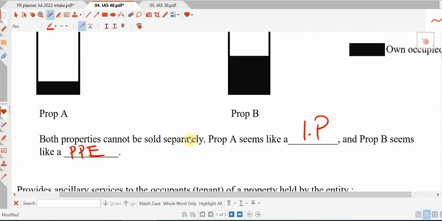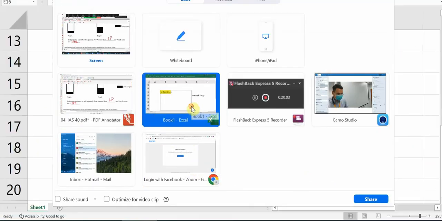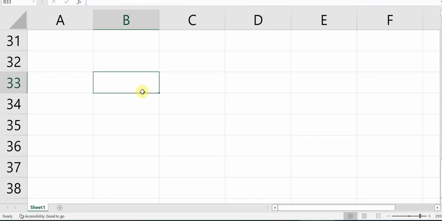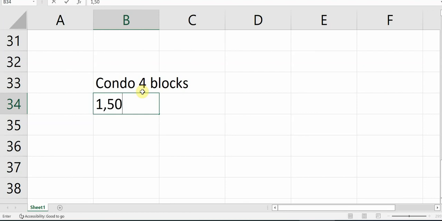Okay, good. Now I have a problem. I hope you can help me. Currently I'm staying in a condo with four blocks. Of course, I don't own all the four blocks. Out of the four blocks, I only own one unit, and I'm still paying the bank loan and all this. So we have 1,502 units. This is a real case.